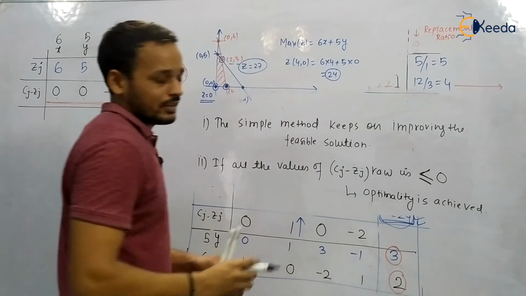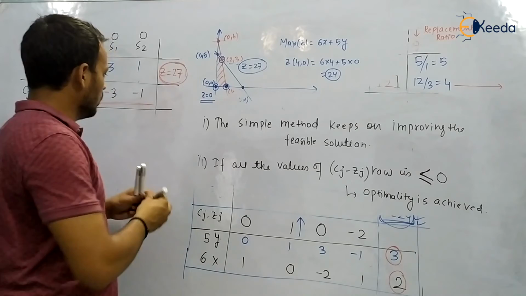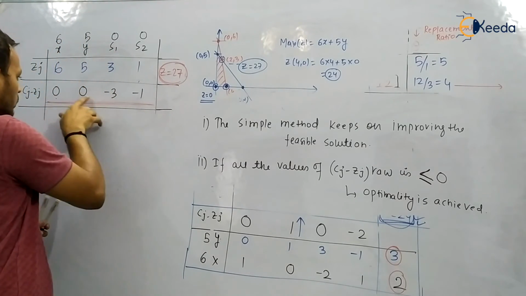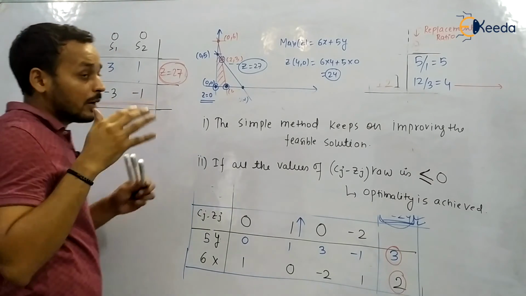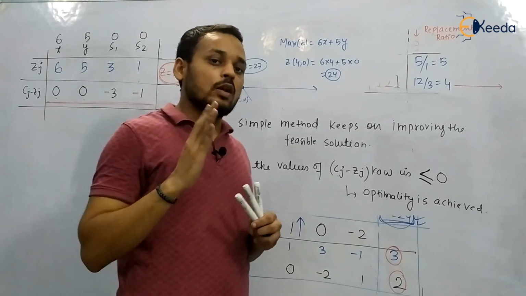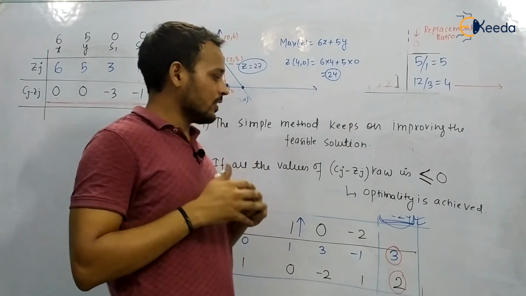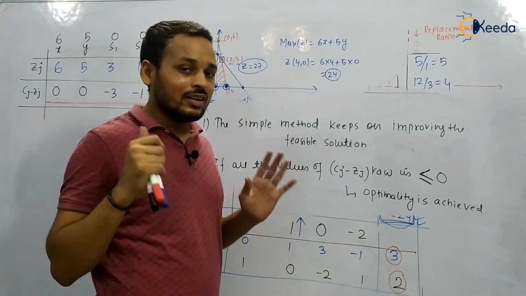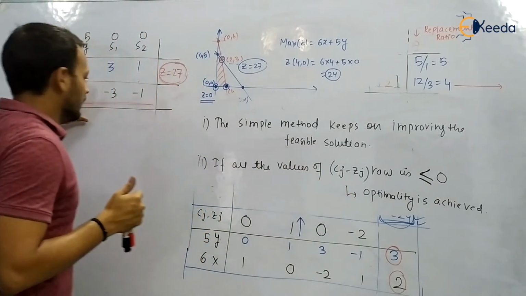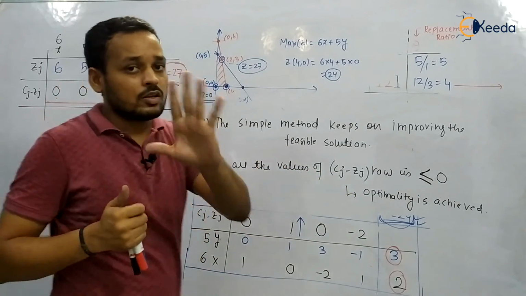Okay, the optimality is achieved. You do not have to move further, since all the values are either 0 or negative, and we have to select the maximum positive value for the non-basic variables. Since all the values have become 0 or negative, optimality is achieved. So it gives an indication that you have reached the optimality.